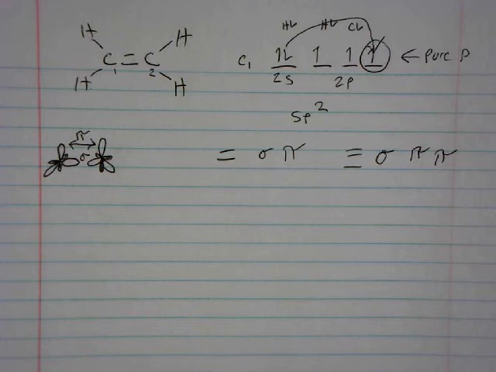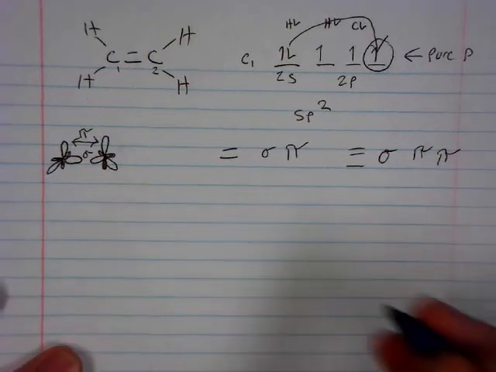I'm going in more depth than I need to. All you have to know, according to AP, is a single bond is a sigma bond. A double bond is a sigma and a pi. A triple bond is a sigma pi pi. Pure p is not even in the AP, I'm going farther than I have to. So single sigma, double sigma pi, triple sigma pi pi. Got it?